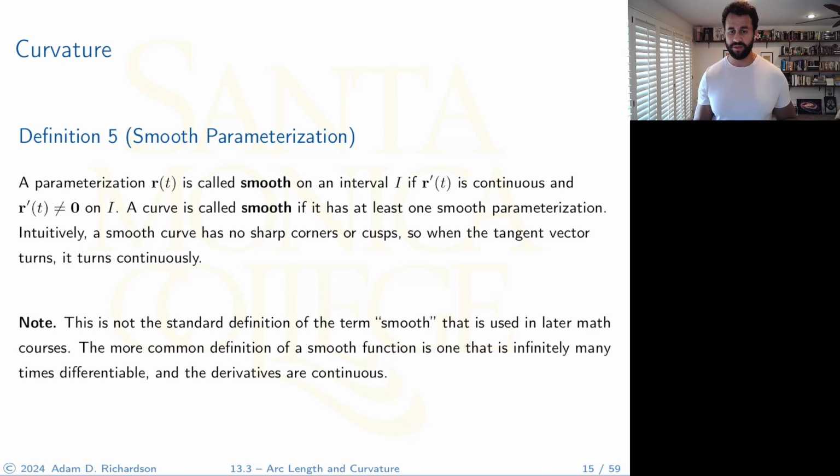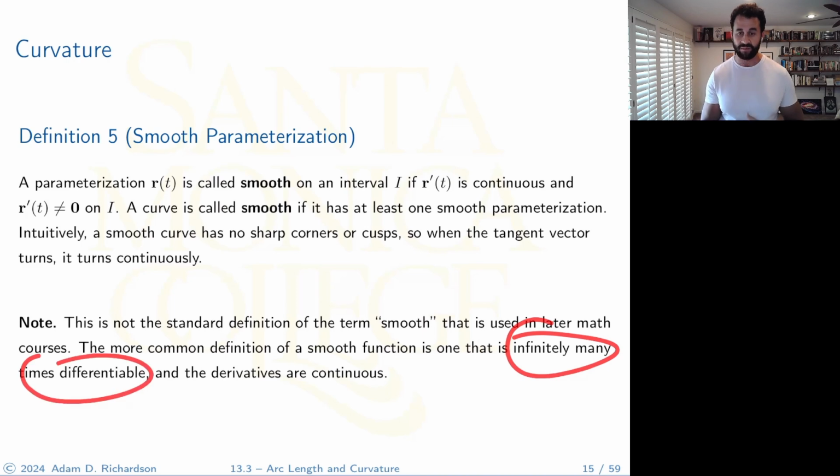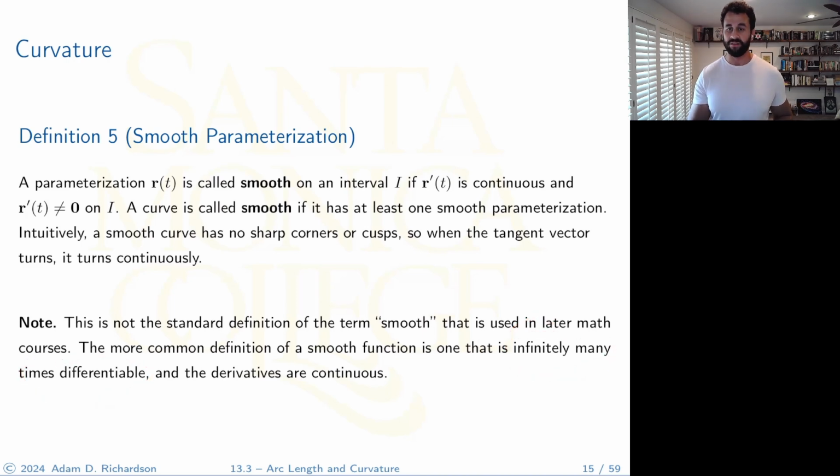A little side note at the bottom here: this is not the standard definition of the term smooth that's used in later math courses. Some of you might hear this word smooth later on. The more common definition of a smooth function is one that is infinitely many times differentiable and the derivatives are continuous. So just beware that when you hear this word smooth later on, it usually is a much stronger condition. It basically means you're infinitely many times differentiable, and every one of those derivatives is continuous.